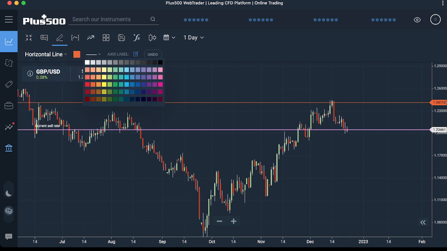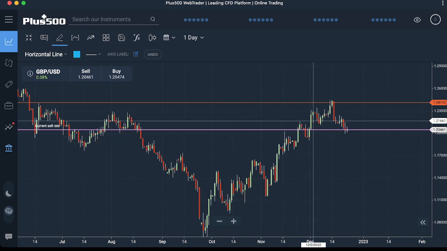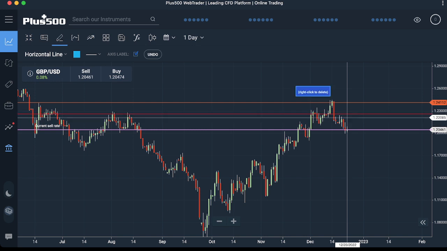Let me change the color to our color code in daily, which is the blue. So we are using orange for weekly and blue for all those daily things like fair value gap or order block. So here we can see it created this bearish order block, as well as this bearish daily fair value gap.